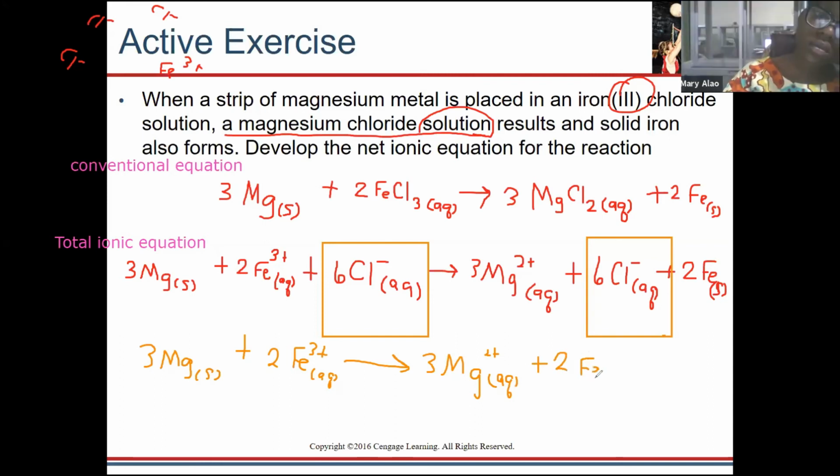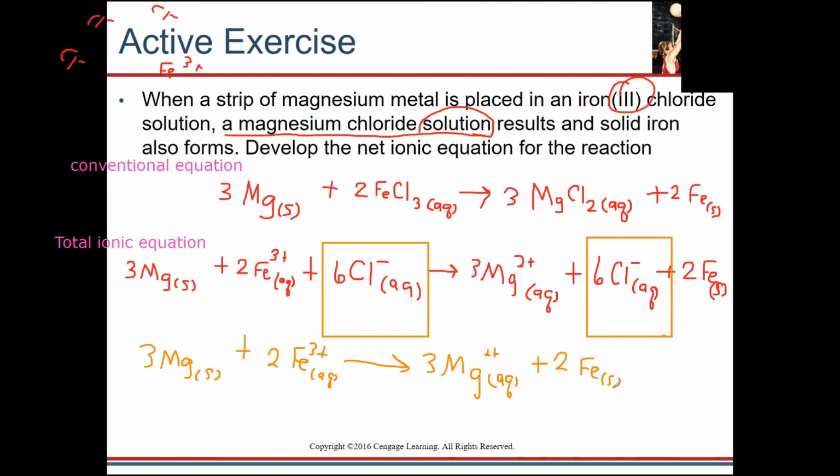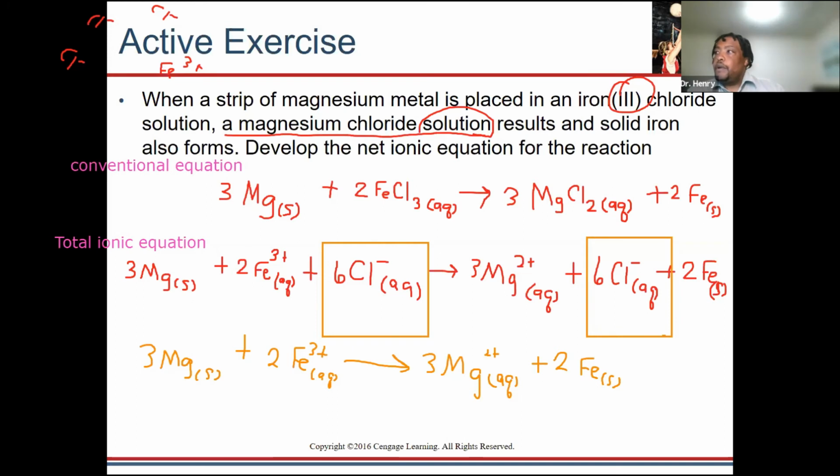2Fe(s). Okay. I have a question. For example, if the magnesiums had the same charge, would they be the same even though one is a solid and one is aqueous? No, they wouldn't be the same in that case. They wouldn't?